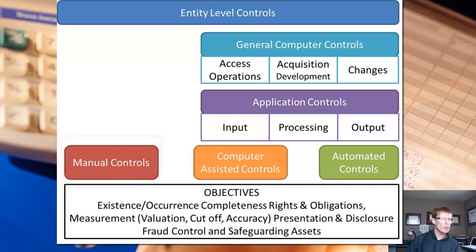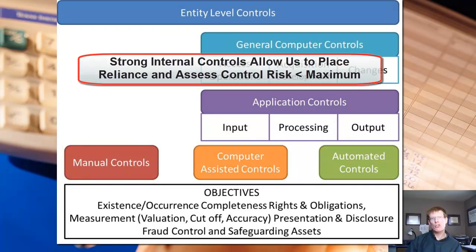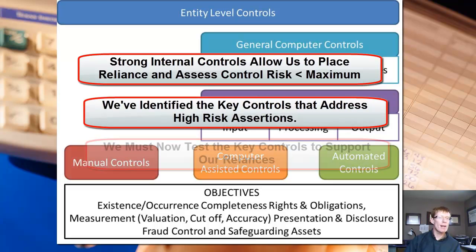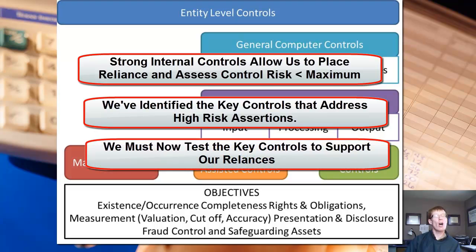So at this point, we have documented our controls, assessed control risk at less than maximum, indicating that we intend to place some reliance on the internal controls, and we have identified the key controls in place that address our audit objectives. We are now ready to test controls, which will be the topic of our next lesson.